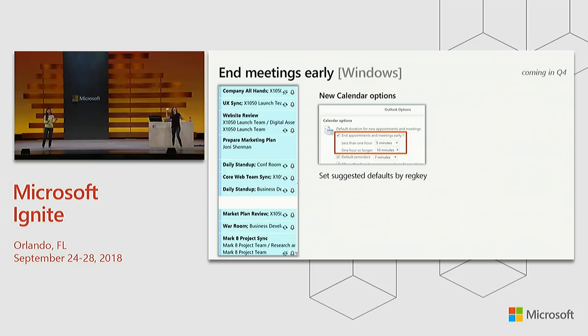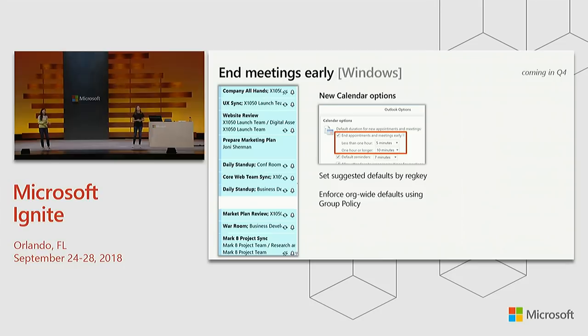For meetings that are 1 hour or longer, we'll shorten them by 10 minutes. Those are our built-in product defaults, 5 minutes, 10 minutes, but as an org, you could actually set your own suggested defaults through a registry key, and that would update what the user sees in their options UI.